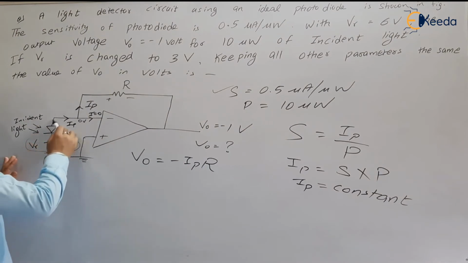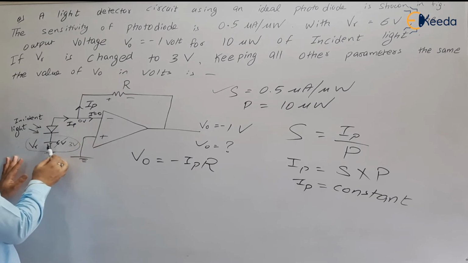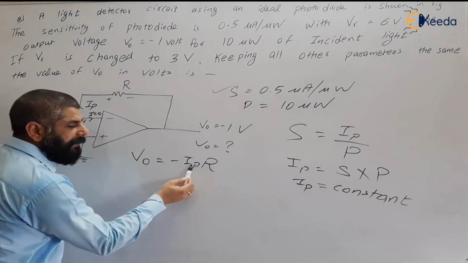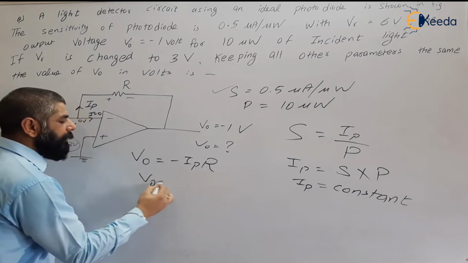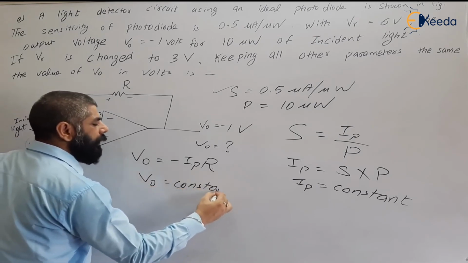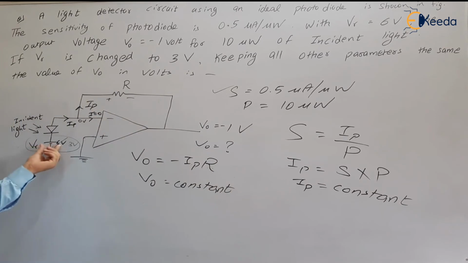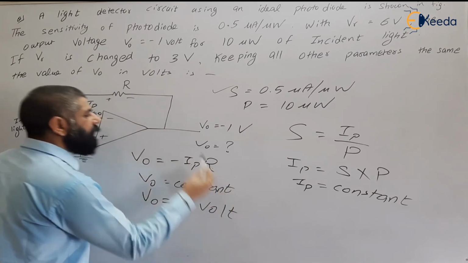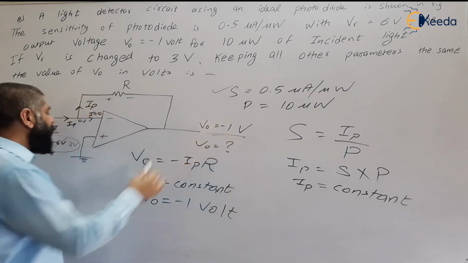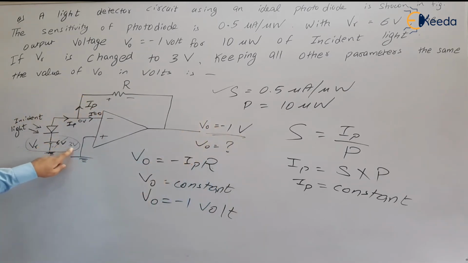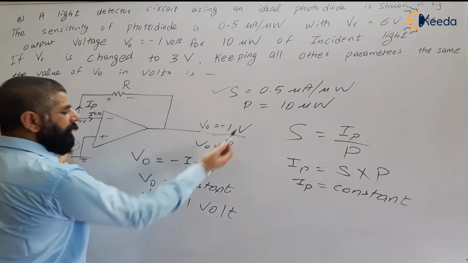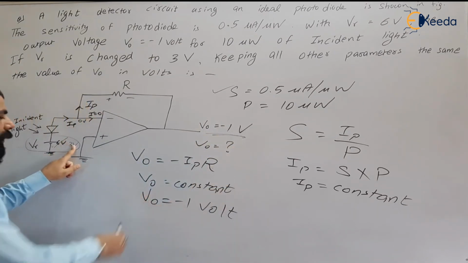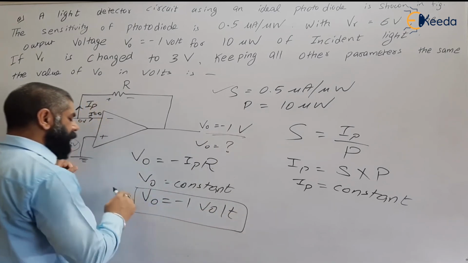The current flowing through this is independent of this voltage, so V0 depends on IP into R. If IP is constant and R is constant, then V0 is constant, independent of this value. So the output voltage will be minus 1 volt, because the initial voltage was minus 1 volt. Even if we change the voltage to 3 volt, the output voltage remains the same, equal to minus 1 volt.